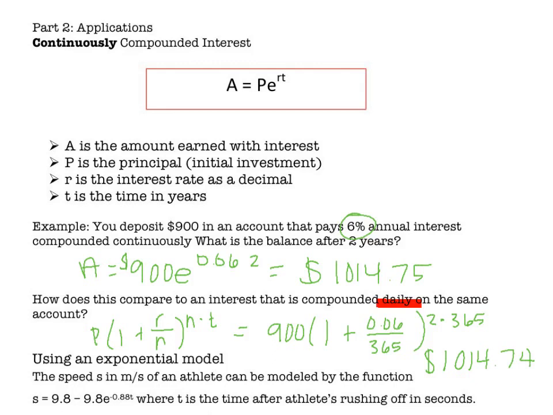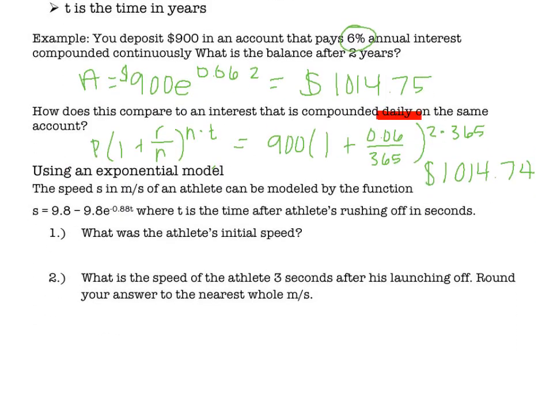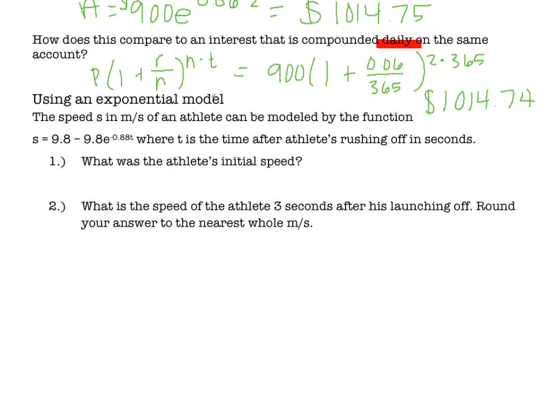All right, last we will look at an exponential model for data. So the speed in meters per second that an athlete can run can be modeled by this function. S is equal to 9.8 minus 9.8e raised to the negative 88/100ths times t power, where t is the time after the athlete's rushing off in seconds. So if we're looking for the athlete's initial speed, the starting point, that would just be 9.8 meters per second.